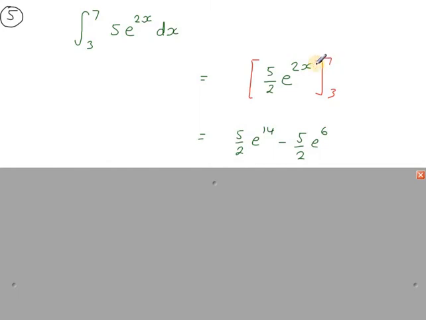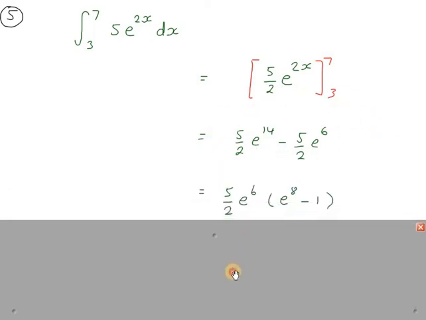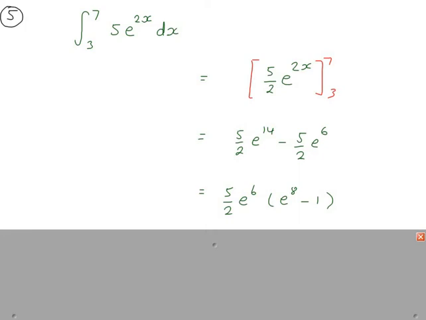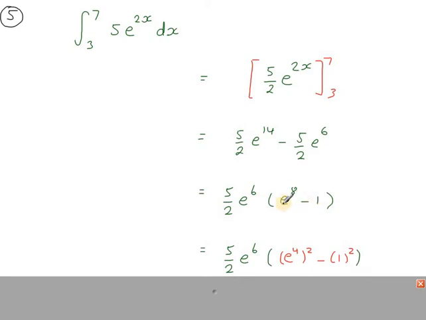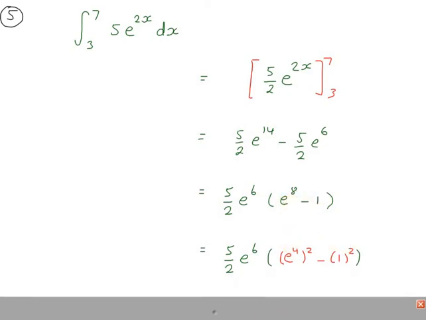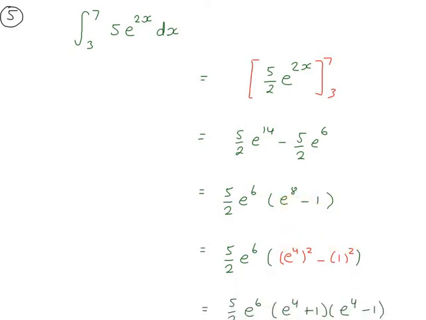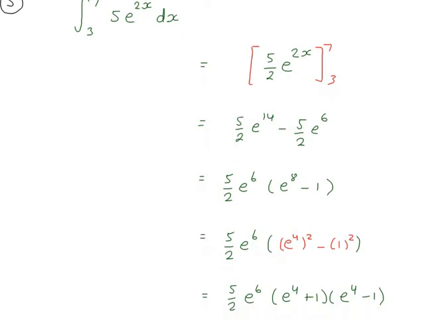2 times when x is 7, 14, and 2 times when x is 3, 6. So that's the final answer, or we can factorize like so. And we could go even further and write this as the difference of 2 squares, and then factorize.